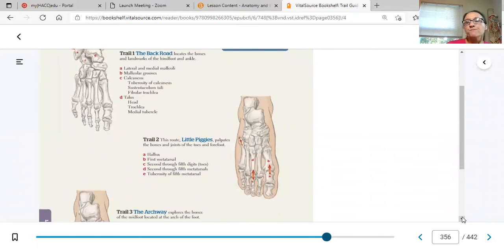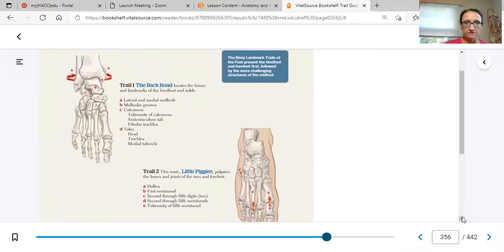All right, so I haven't had you do any of these in class yet, but in your book, they have trails. And remember, this is a trail guide to the body. So basically what you do is you follow along these trails. So these are palpation trails. So trail 1, lateral and medial malleoli, that's plural for malleolus. So you palpate those first, okay? Then you palpate the malleolar grooves if you can. Then you go to the calcaneus. Then you feel for the tuberosity of the calcaneus, and so on.